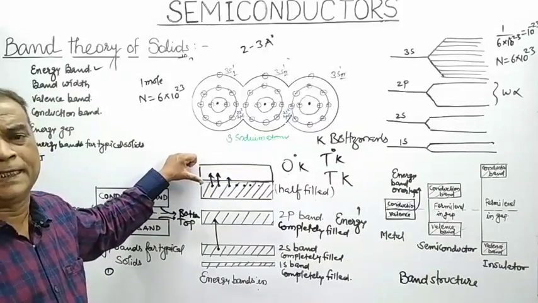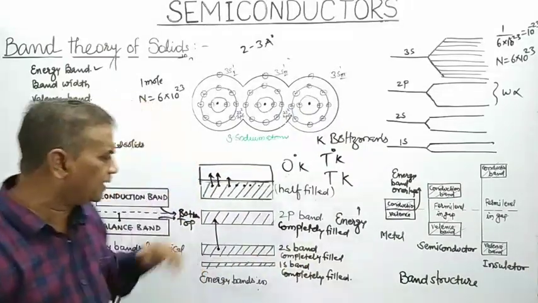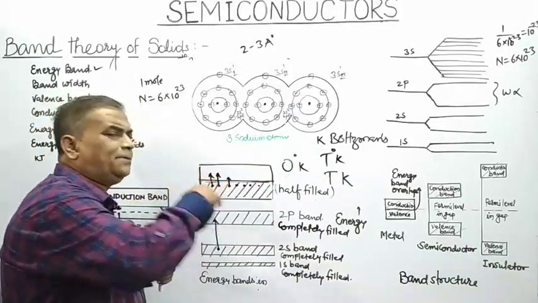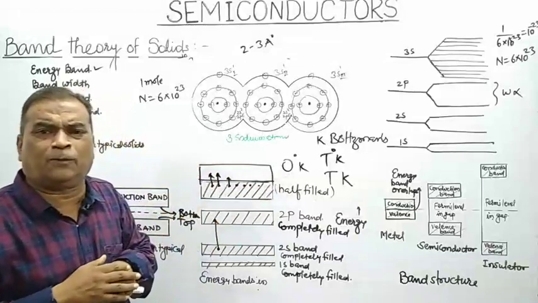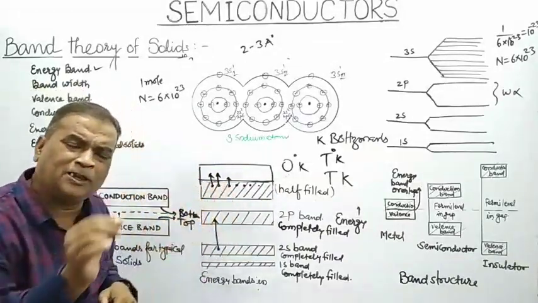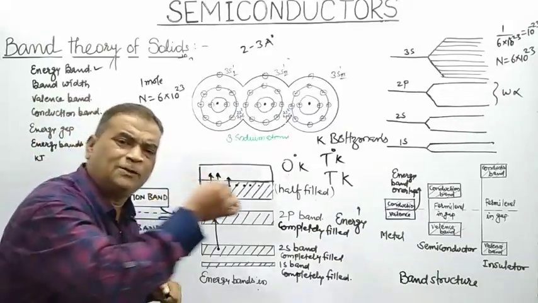Remember here, electrons in the valence band can gain energy on applying an external electric field. In order to make them available for conduction of electricity, what is necessary? The electrons in the valence band must be supplied some energy.